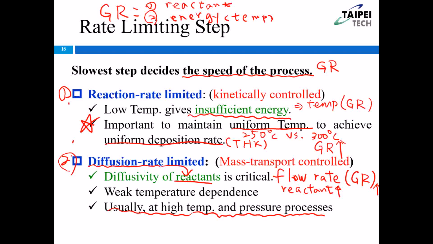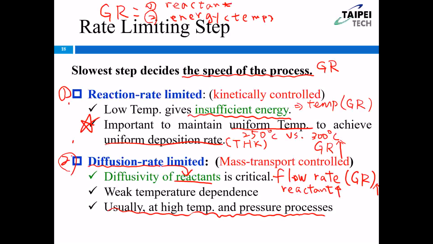Okay, so today if the diffusivity, the diffusion speed of the reactant, is faster, will more reactant land on the silicon wafer? Then can I increase my reactant concentration? So today, if we can increase the diffusivity of reactant, it means we can have more reactant on the silicon wafer. So if we can increase the flow rate of the reactant, then we will have more reactant on the silicon wafer surface. Then growth rate can be improved.